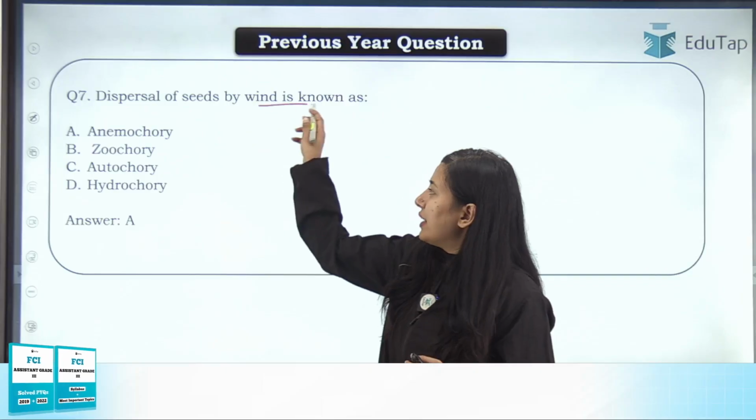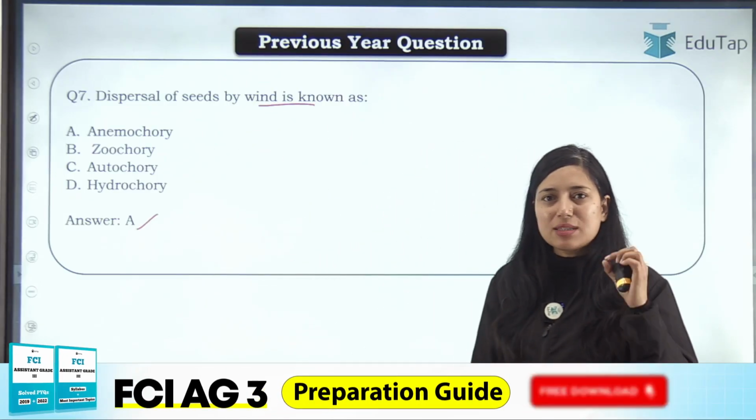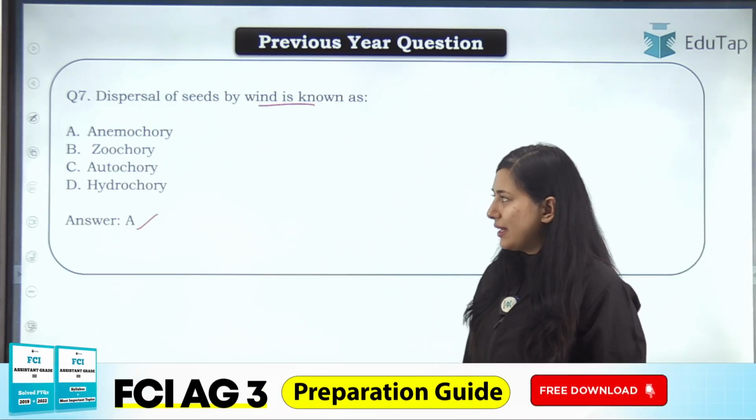So here, through wind it is known as anemochory. ठीक है, dispersal of seeds through wind is known as anemochory.